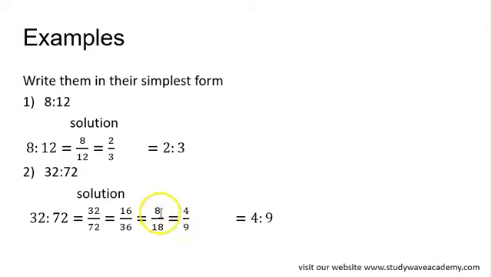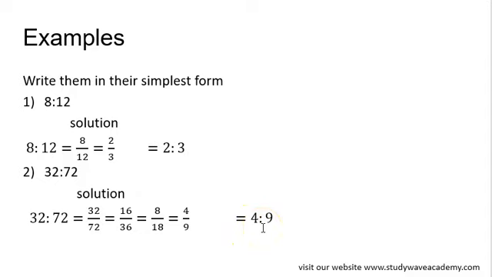2 times 4 is 8, and 2 times 9 is 18. Okay? So when we use 2 to divide 8, we got 4, and when we use 2 to divide 18, we got 9. So it can also be written as 4:9. So the simplest form of 32:72 is 4:9.